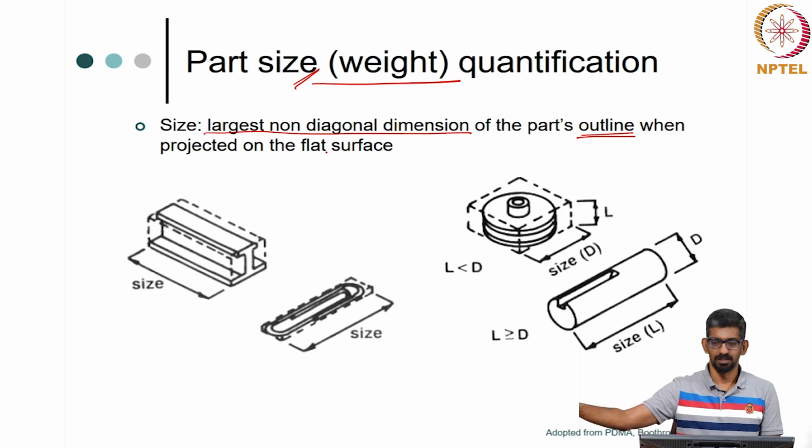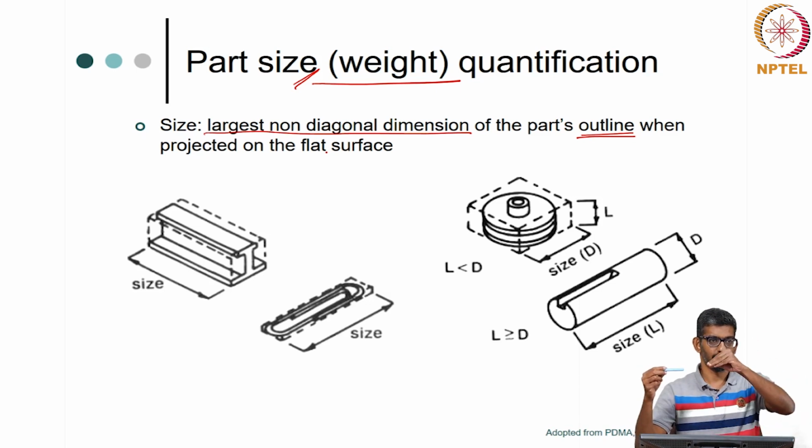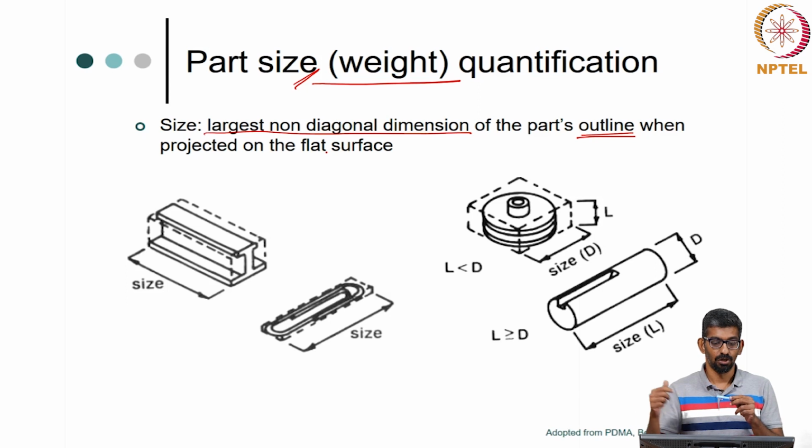So, you keep the component, and then you project light over it, and you just need to look for the largest non-diagonal dimension, not the diagonal, you need to look for the non-diagonal. So, what would be the size for this guy? It will be the length. So, you can see here, it is very similar to whatever I showed you. In spite of all these things, it does not matter. You see this cut out, right? It does not matter. When you project light, it will just say that this is the largest dimension.